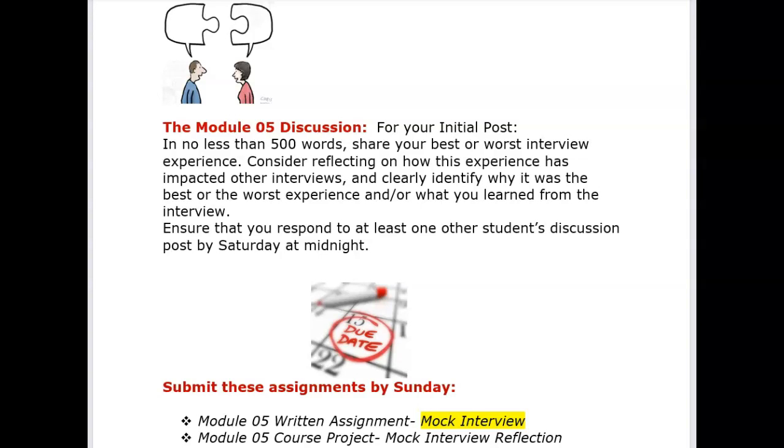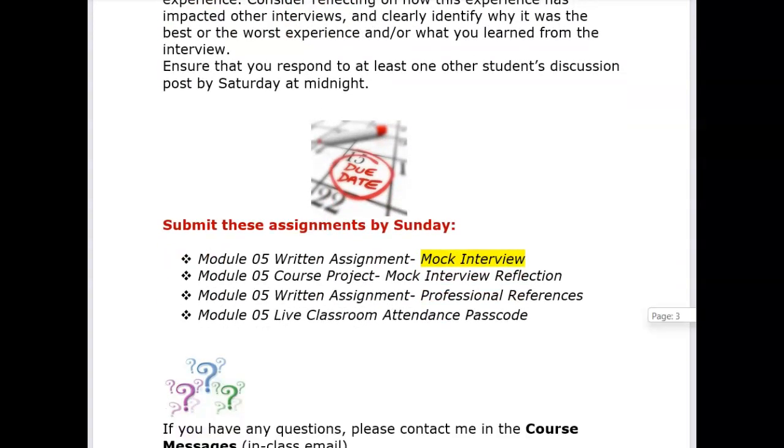All right, so remember to place your initial post on or before Tuesday at midnight and reply to another student on or before Saturday at midnight. This is all during Central Standard Time, of course.